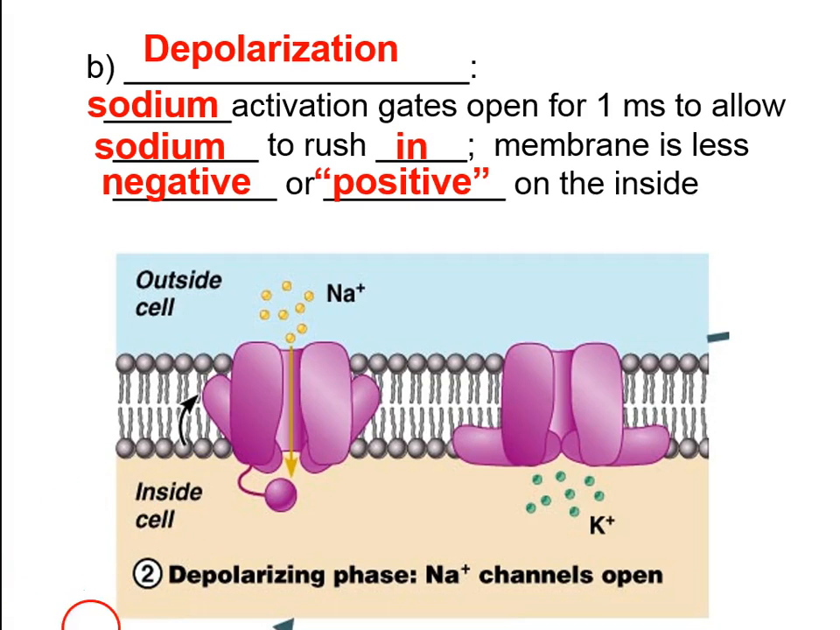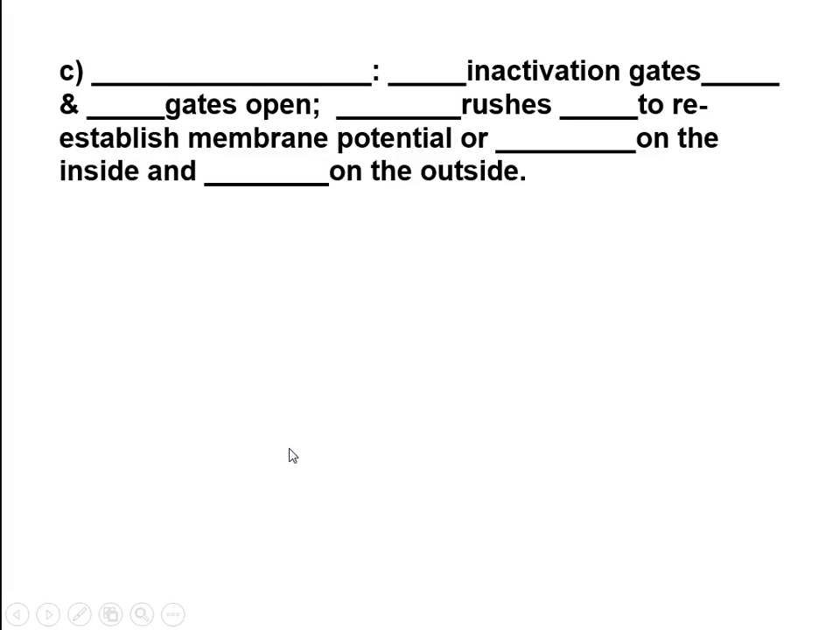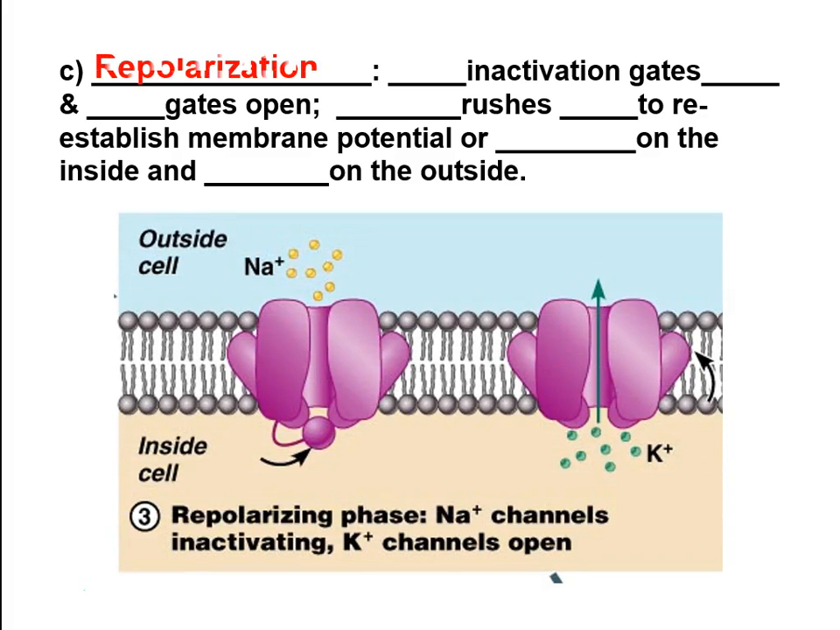Notice that the gate has two channels. Now we've opened one gate and we're very quickly going to close it with the second gate. So it's got two gates on it. So now we are positive on the inside, negative on the outside. As soon as the sodium gate closes, the potassium slow channel opens and potassium rushes out. So the sodium inactivation gate closes, potassium gates open.